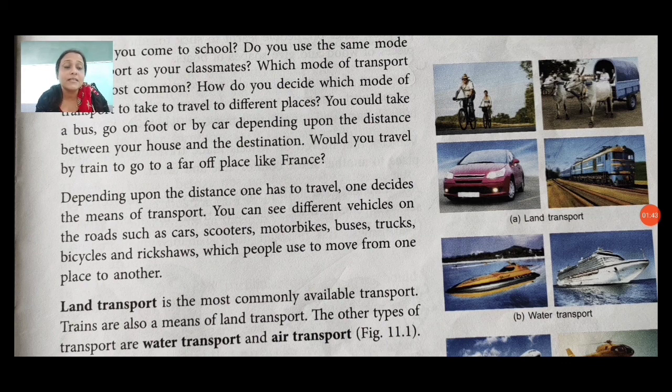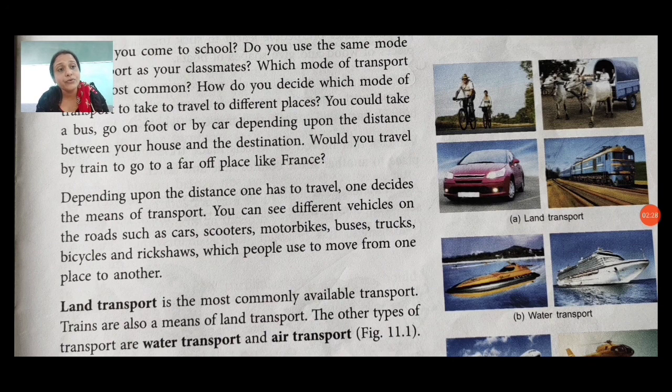One decides the means of transport. You can see different vehicles on the road such as cars, scooters, motorbikes, buses, trucks, bicycles and rickshaws, which people use to move from one place to another place. That means all people who want to go from one place to another use a different vehicle according to their distance. If I want to go to my neighbor's house, then I don't use any type of vehicle. I go there by walking because the distance between their home and my home is not much.